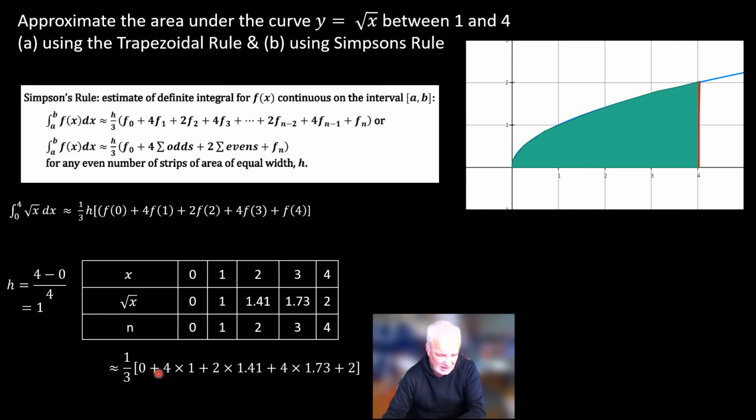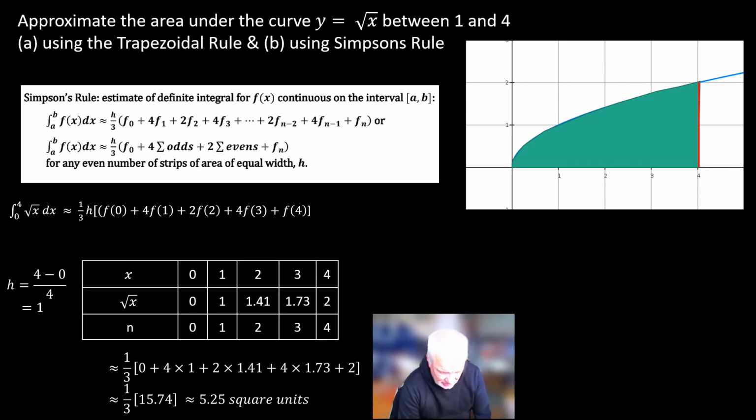So it's 0. That comes from here. Okay, 4 times 1. That's the one there. 2 times 1.41 is there, and 4 times 1.73 plus 2 at the end. That's how it all works out. And working that out, we get 5.25 square units. So slightly higher than the 5.14 we got previously.